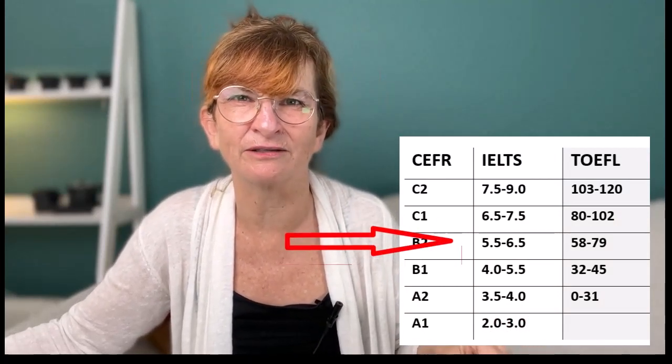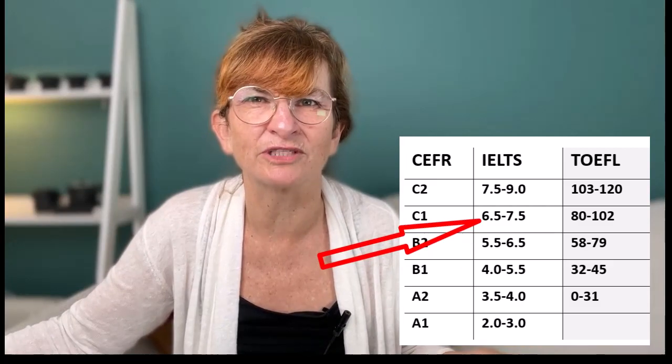As a rule of thumb, this is how the levels map onto the CEFR, and there's no pass mark for these, but most universities would ask for level 6 or 6.5 for IELTS and 90 to 100 for TOEFL. So if you want to see a comparison of all of these, here you go.